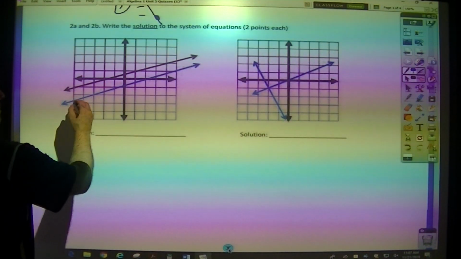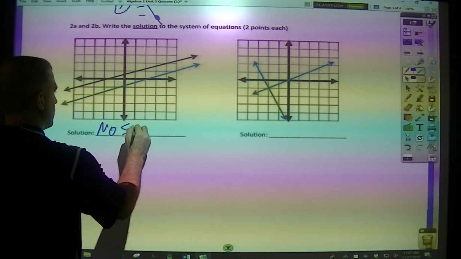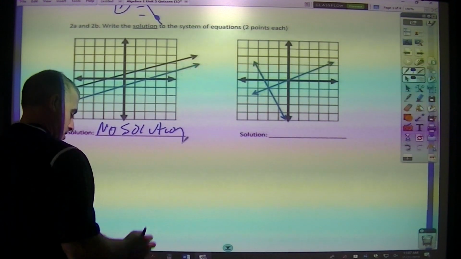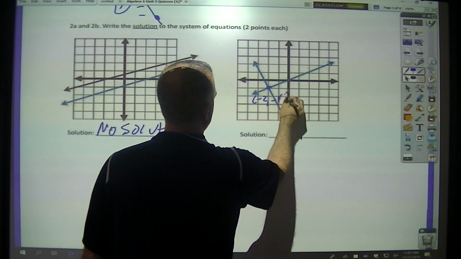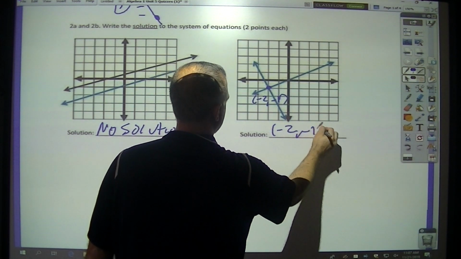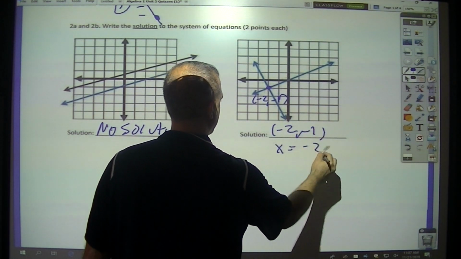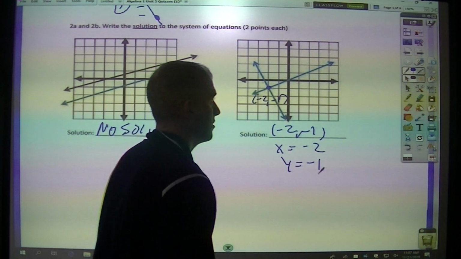Okay, so these do not cross, so this will be no solution. All right, these cross right here at negative 2, negative 1, so you can write it as this, or x equals negative 2, y equals negative 1.